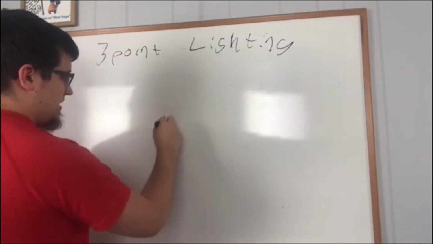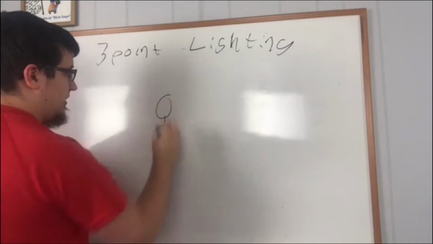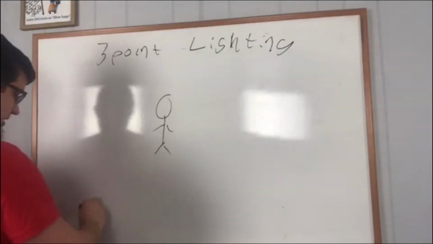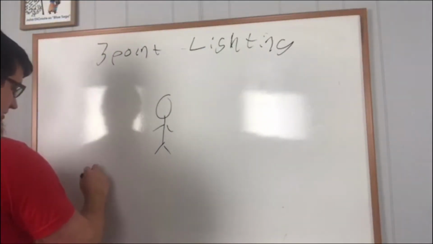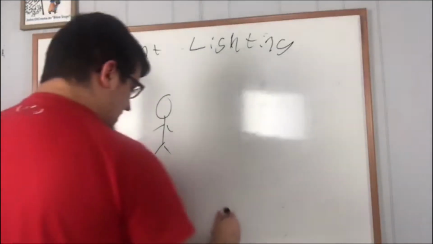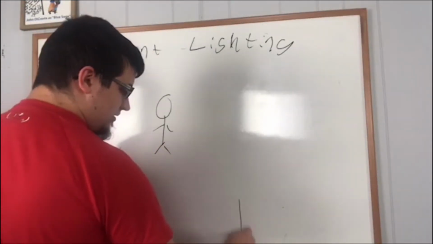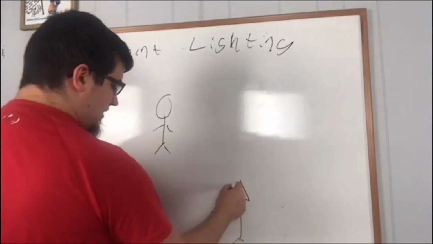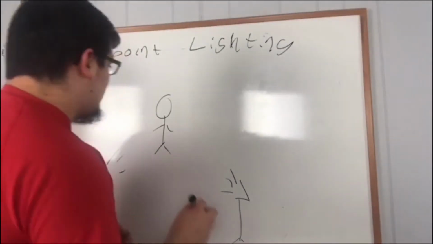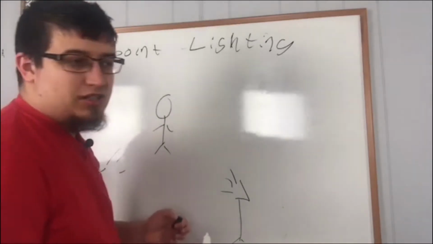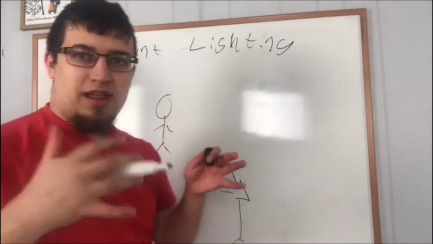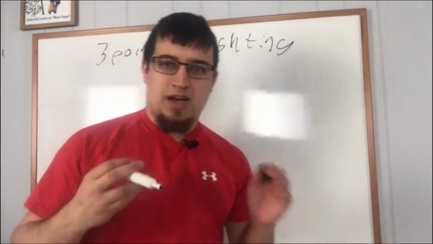So let's say that this is you, or maybe this is your subject. What 3-point lighting is, is that you will have two lights. This is light number 1 that'll be shining on you in this direction, and you've got another light over here that will be shining on you in this direction. These two lights will create not just one singular shadow behind you, but a dynamic 3D effect behind you.